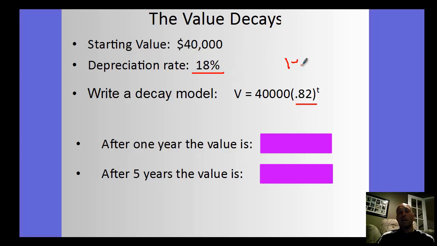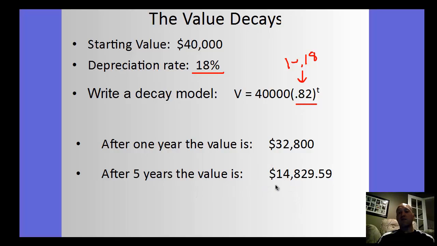So if you do 1 minus 0.18, you find the 82%. You've got to write the percent you have, not the percent you're losing, the percent you have, to the t power. So after 1 year, what will the value be? You just plug 1 in for t, 32.8. After 5 years, the value is under $15,000 already. So cars depreciate at quite a quick rate.